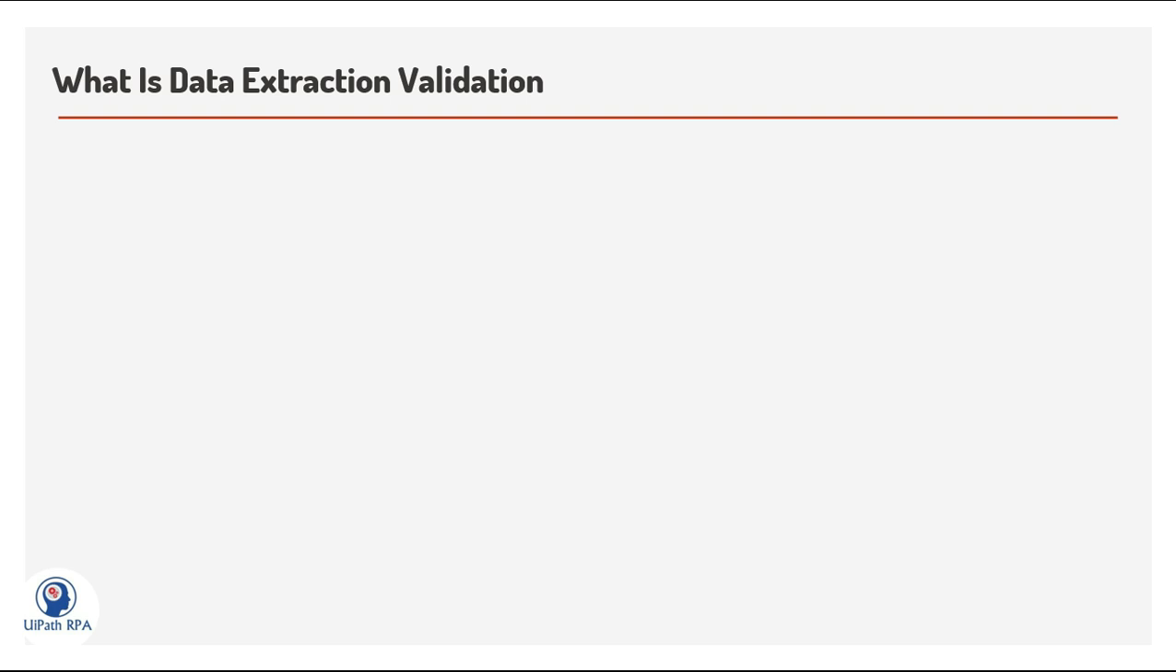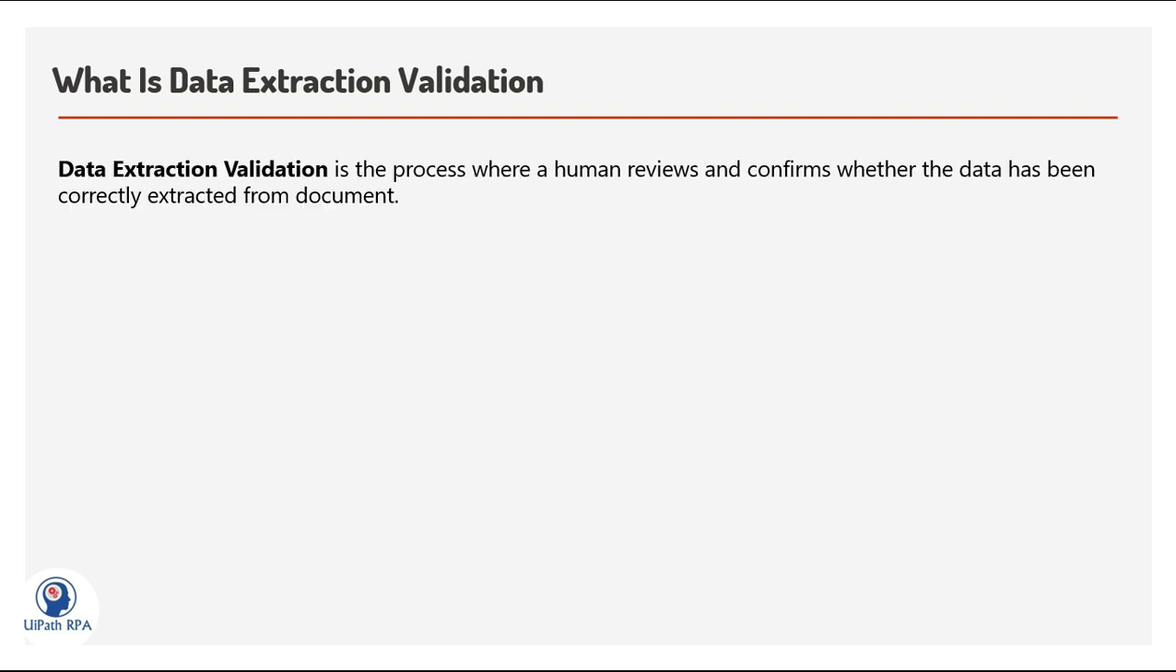So let's see what is data extraction validation. Data extraction validation is the process where a human reviews and confirms whether the data has been correctly extracted from the documents. Once you are done with the data extraction, then that extracted data is sent for review to human users, and that reviewer reviews the results and confirms whether that data has been extracted correctly or not. If there is any change required, the reviewer will validate and fix that and send the validated results back to the flow.